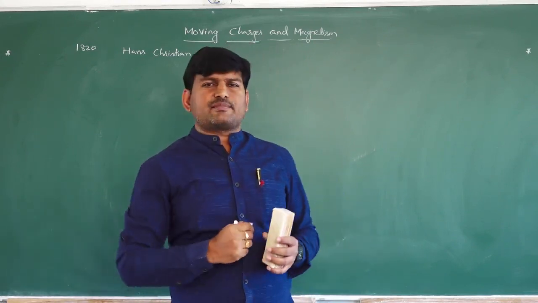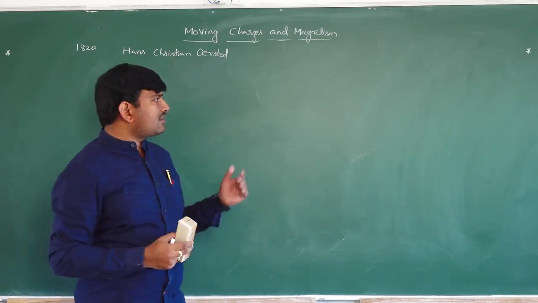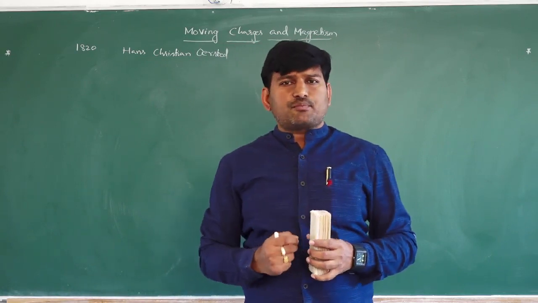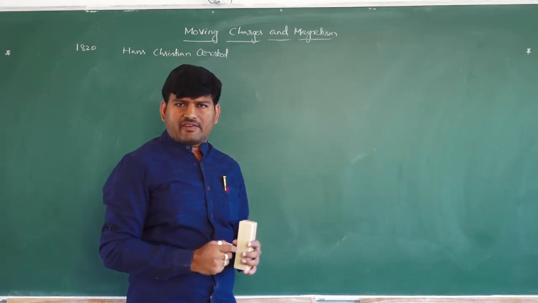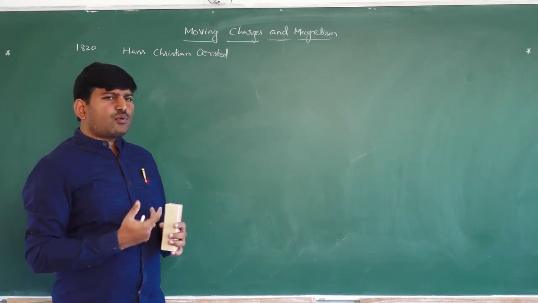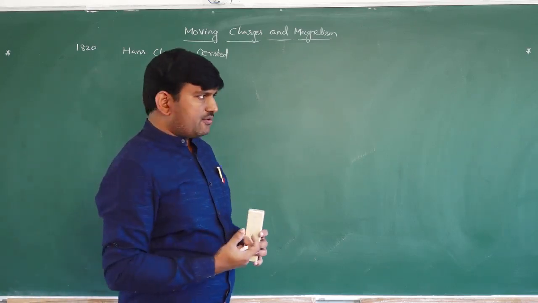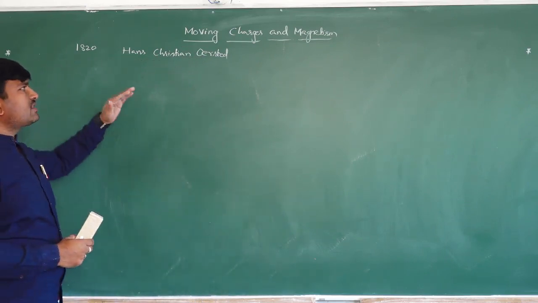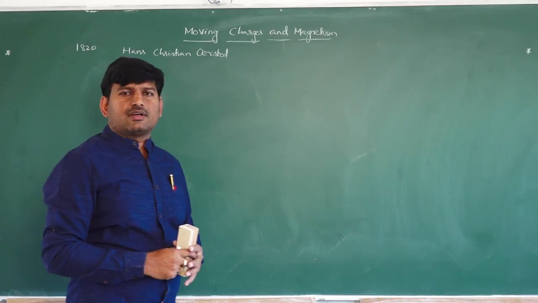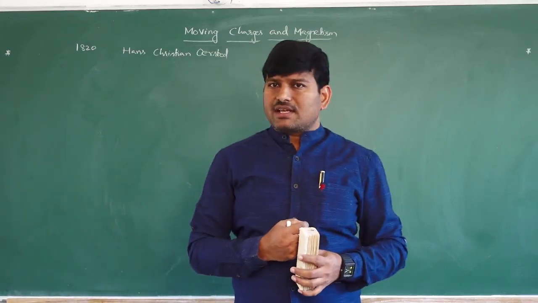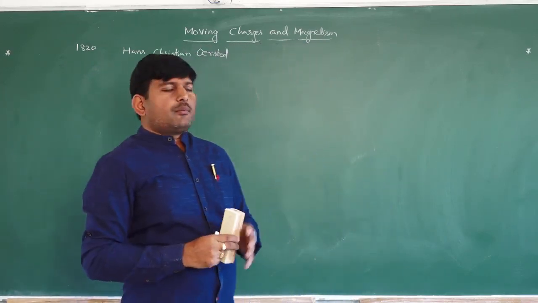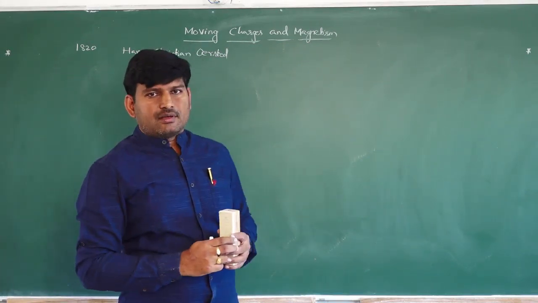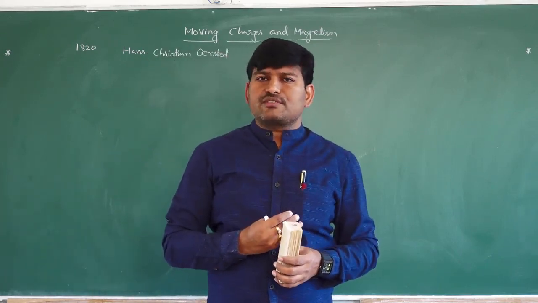Then who is producing this magnetic field? Here no other thing is there except the current carrying conductor, which says that a current carrying conductor is responsible for producing the magnetic field. Then in what way the magnetic field is produced around the current carrying conductor, that we will discuss here. And in this moving charges and magnetism, first we will discuss the magnetic force experienced by a moving charge, and then the magnetic force experienced by a current carrying conductor placed in the magnetic field, and we will also study the Lorentz magnetic force.